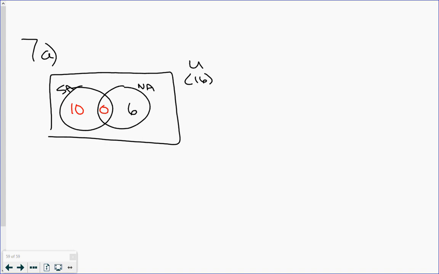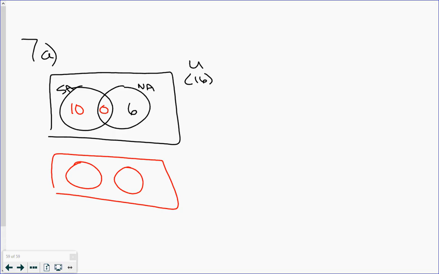Like, that was a very strange question. To have that as part A of a written response is just weird. What the Venn diagram should have looked like is that. There's no overlap. Okay? Because you can't be from Southern Alberta and Northern Alberta at the same time. So you had to assume this, which then meant that that had to be 10 because 10 and 6 is 16.